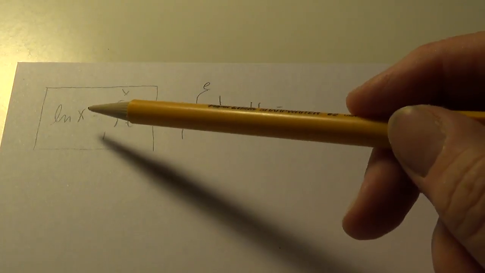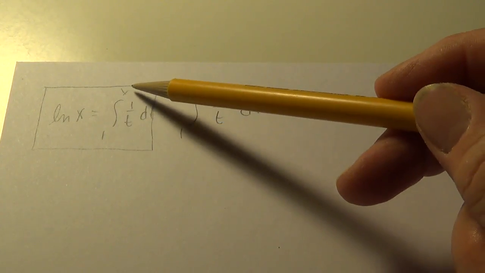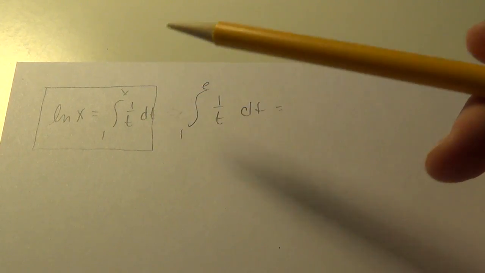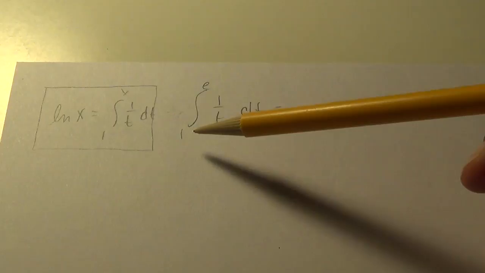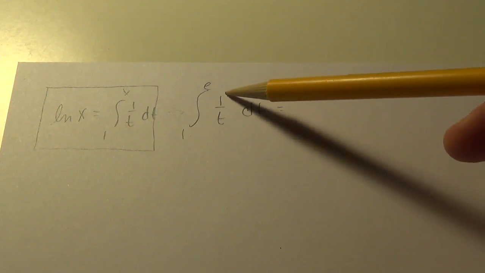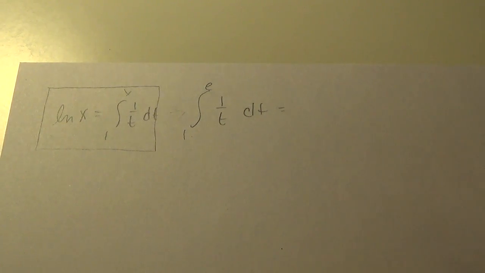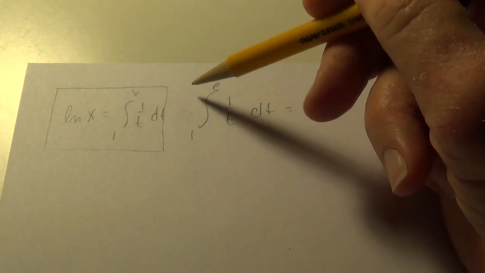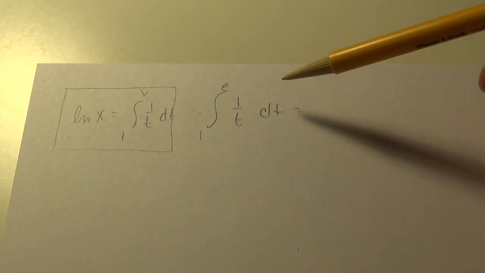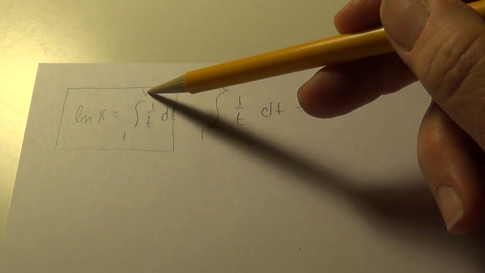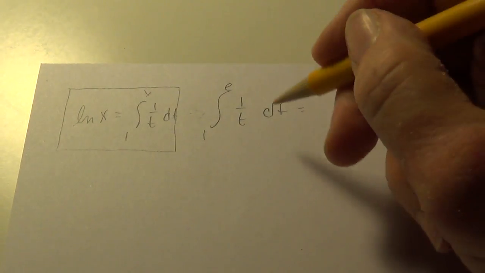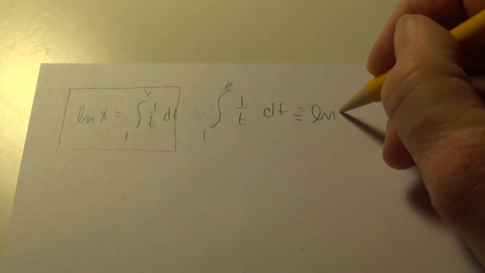I was describing ln of x as the integral from 1 to x of the reciprocal function, 1 over t dt. Then I described that the definition of e is the integral from 1 to e of 1 over t dt. When I make this an e, that means this whole value is equal to ln of e. But I know ln of e is 1.